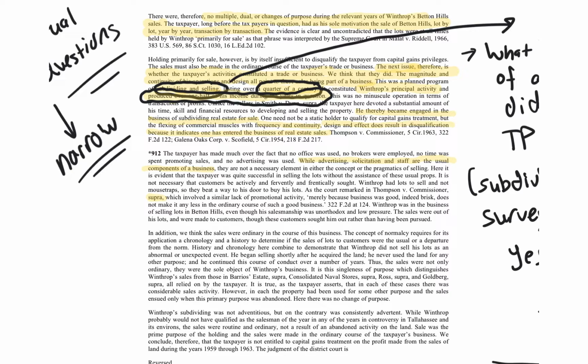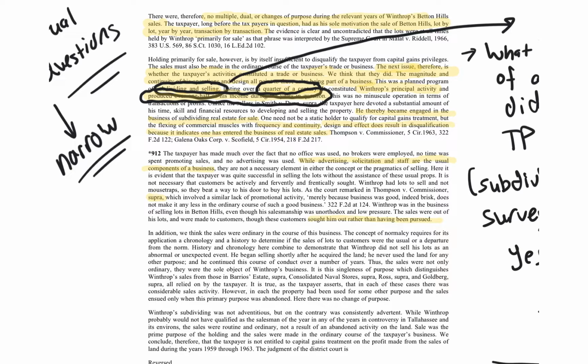The sales were out of his lots and were made to customers, though these customers sought him out rather than having been pursued. So again, they're saying that yes, the customer sought him out, he didn't solicit, but we don't think that factor alone is important enough to change the result.